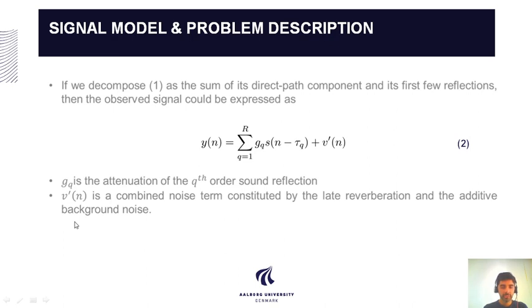As we already discussed in the previous slide, an observed signal is composed of different components: the direct path component, first order early reflection, and late reverberation. Therefore, we can express these individual components mathematically as shown in equation 2.